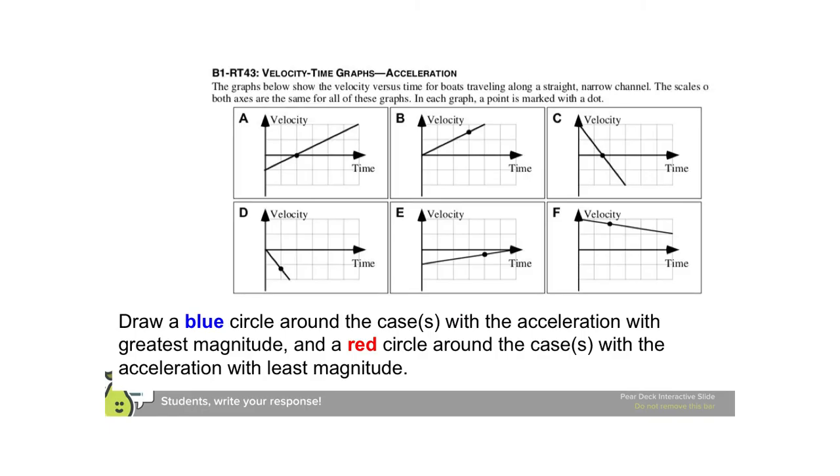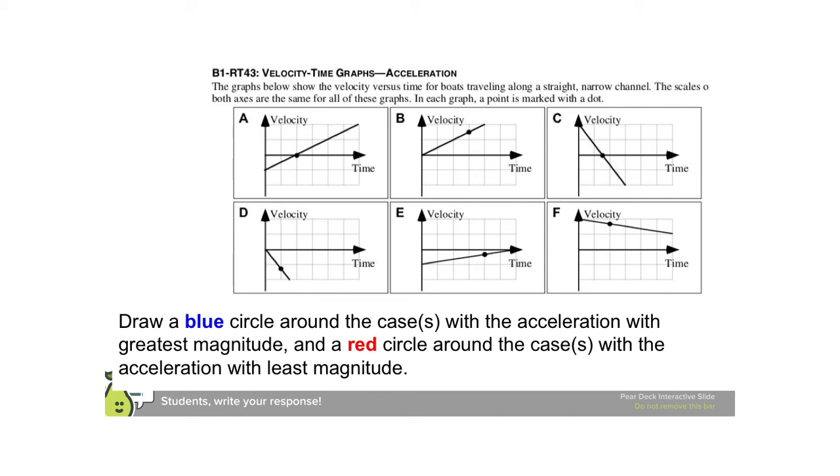All right. The graphs below show the velocity versus time for boats traveling along a straight, narrow channel. The scales on both time axes are the same for all of these graphs. In each graph, a point is marked with a dot. Draw a blue circle around the cases with the acceleration with the greatest magnitude at that moment, and a red circle around the cases with the least acceleration in magnitude.